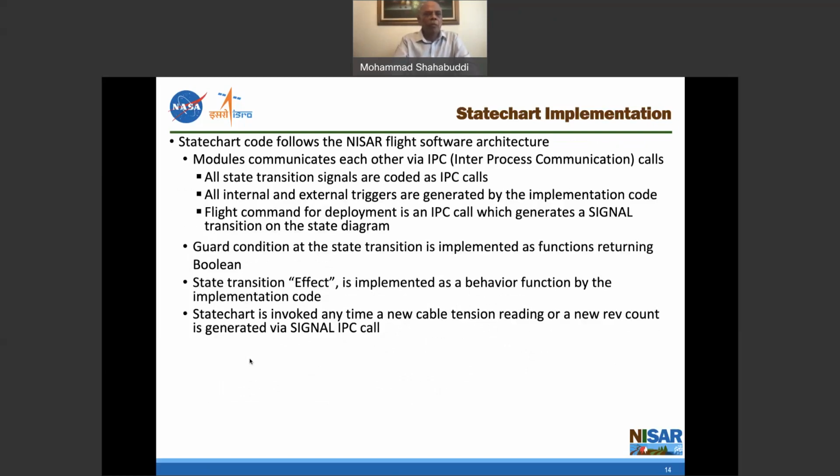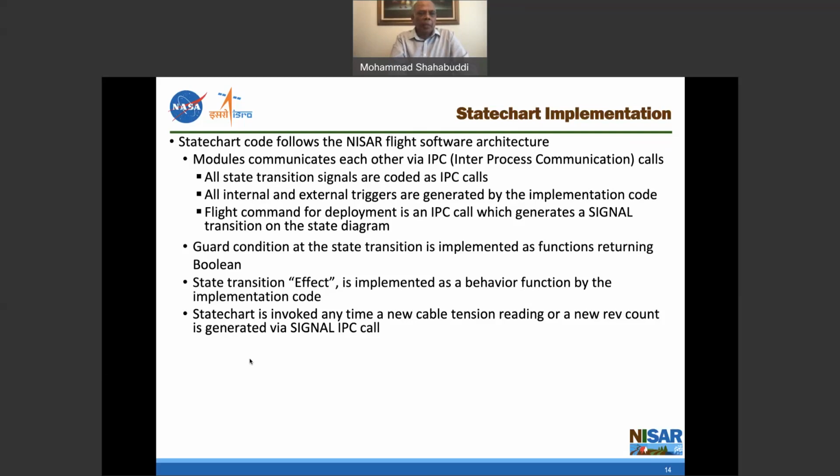So the state chart code follows the NISAR flight software architecture. As I mentioned earlier, it's fully integrated into the NISAR flight software architecture. Modules communicate with each other via IPC calls, inter-process communication. All state transition signals are coded as IPC calls. All internal and external triggers are generated by implementation code.